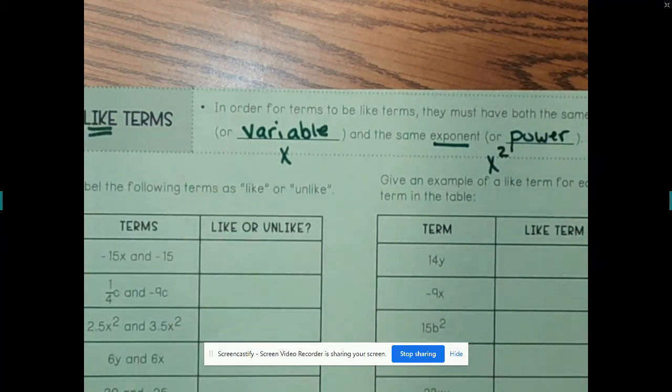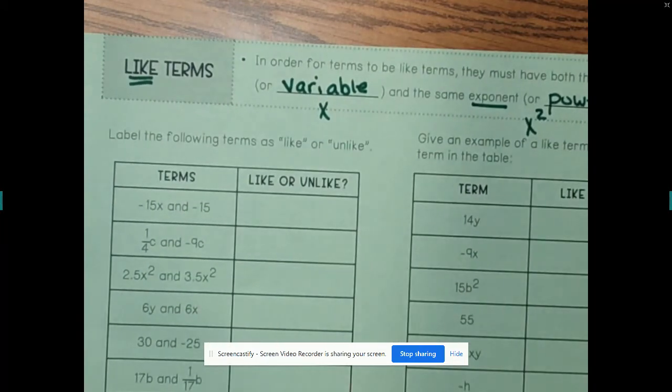And they have to have the same exponent. Now, we won't do a whole lot of exponents in 8th grade math, but next year for algebra you will. All right, ladies, here we go. I want to know if I can combine them. If I combine them, I put them together.